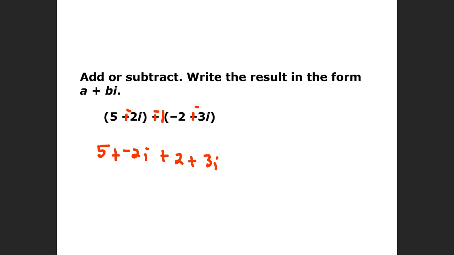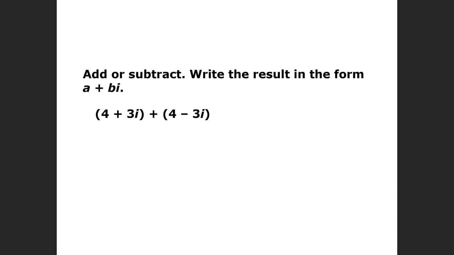Okay, I knew that subtraction in between the two parentheses usually causes some problems. So now I'm just going to add the 5 and 2 together to get 7, plus -2i plus 3i, that gives me 1i. Simplify down. That's what we're working on this week. We're going to be simplifying complex numbers down.